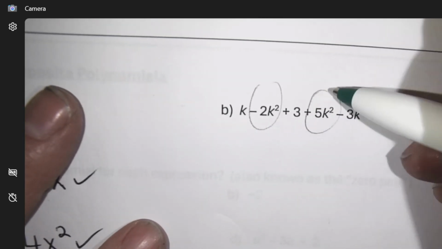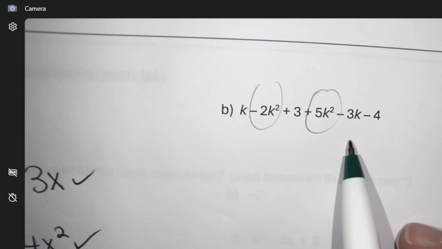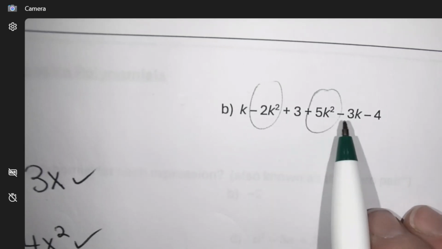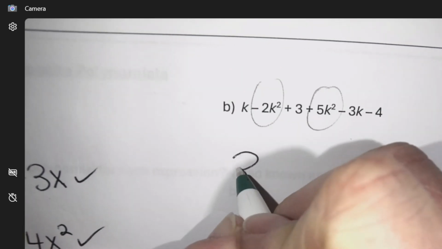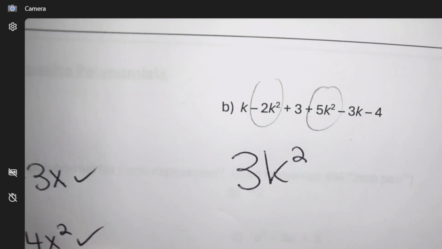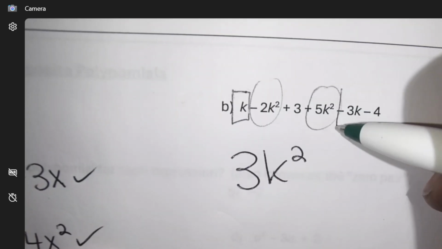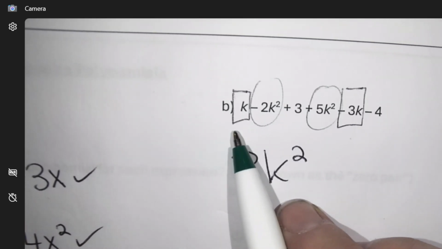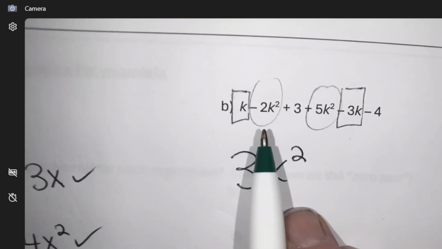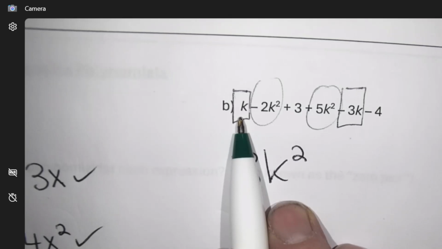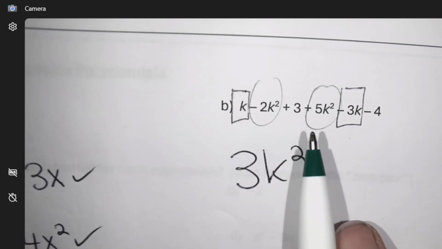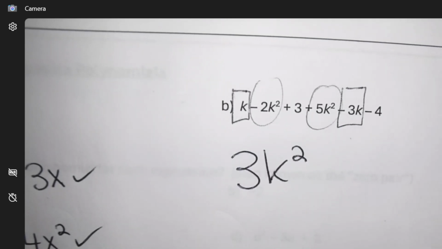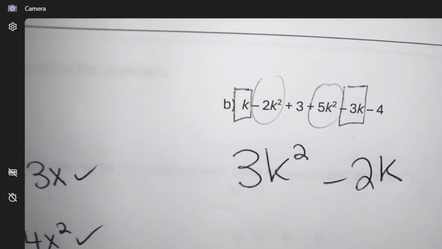Okay, and your answer to this one. So there are some k squareds and more. Negative 2 and then 5 makes 3k squared. Then I found another like relationship. So there's a k. How many k's is this right now? 1k. You had 1k and then you took away 3k's. Negative 2k.